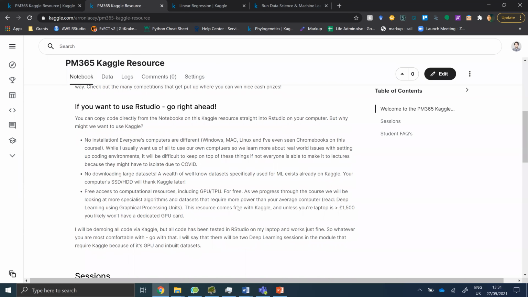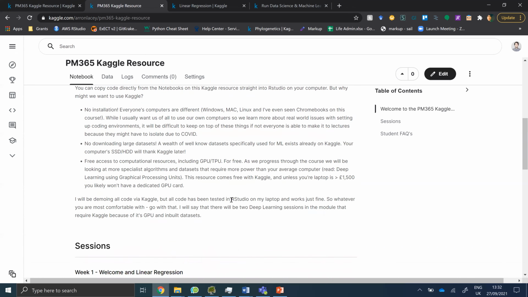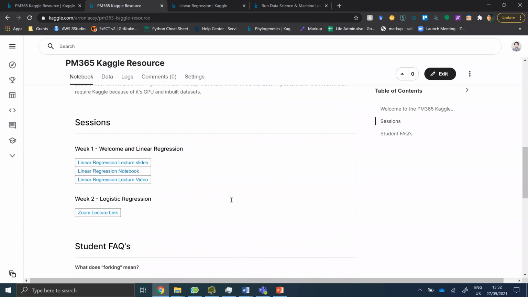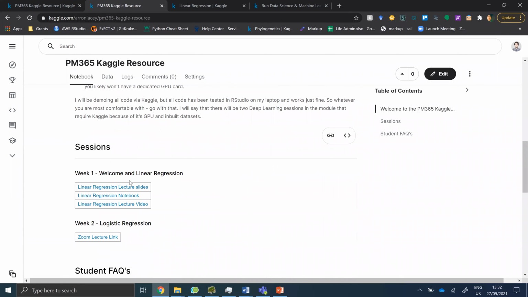And by the way, lots of people use Kaggle for machine learning. It's one of the major resources, that and Google Colab. Okay, so this is how we're going to be set up. We'll have all the links and things that you'll need on the Kaggle page. Each week, there'll be a Zoom lecture link.